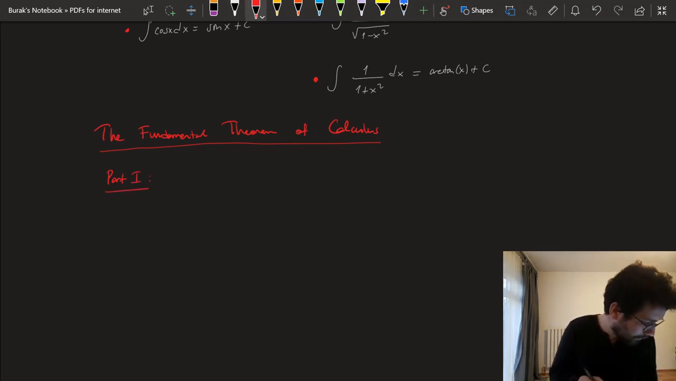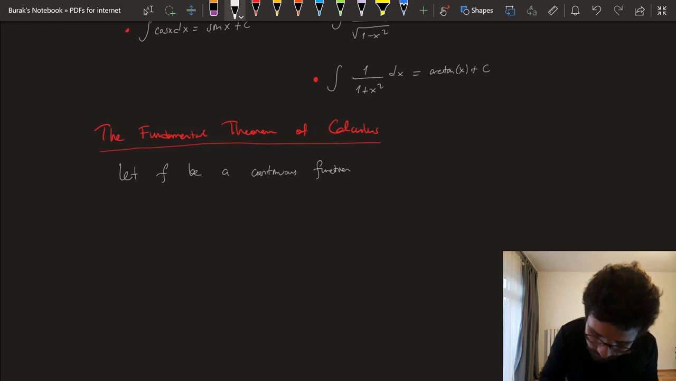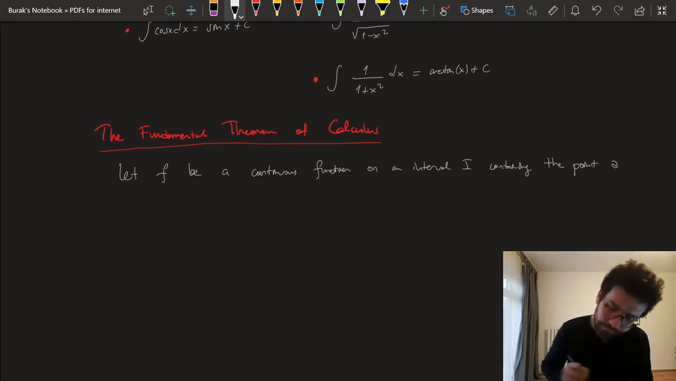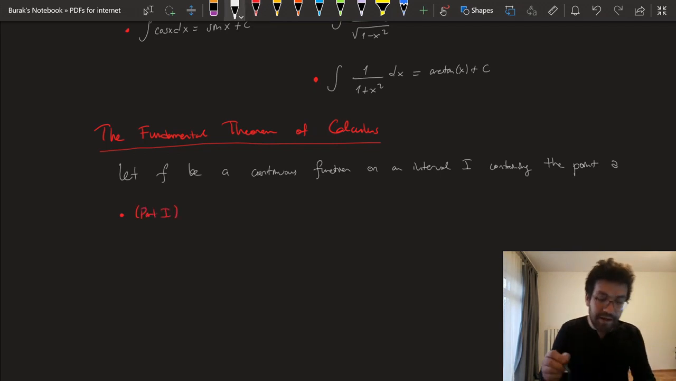Okay, let me first write down my settings. So let f be a continuous function on an interval I containing the point A. Okay? So the first part, part one of the fundamental theorem of calculus, tells you the following.